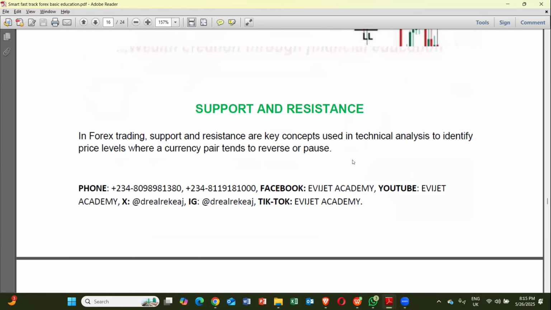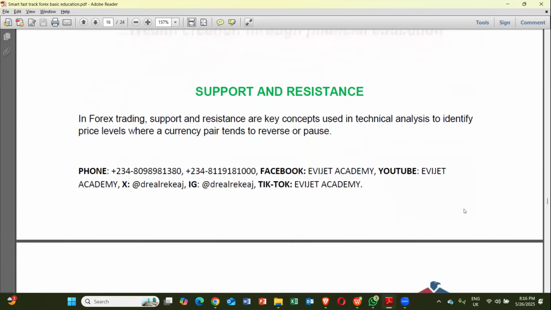Let's assume you are using a sledgehammer and every other thing to hammer it. Over time, it will become weak and it will break open. Then you can pierce down to the floor below, which will later become a resistance, because support and resistance is determined by the current market price. If price is below, it's resistance. If price is above, it's support. That was the explanation I gave on support and resistance.